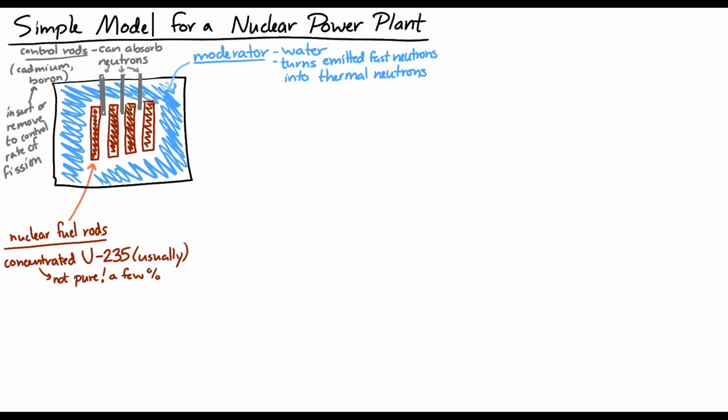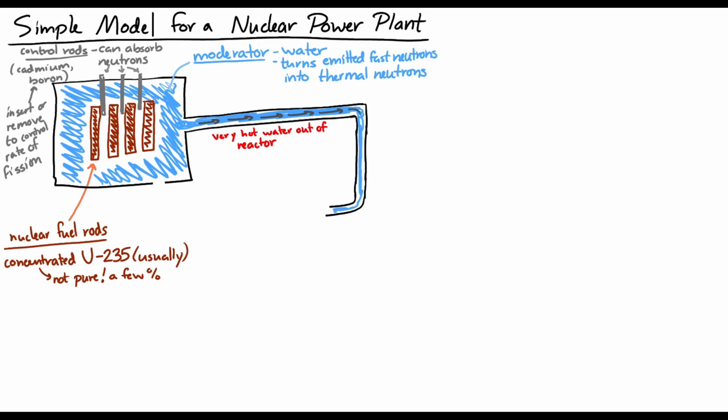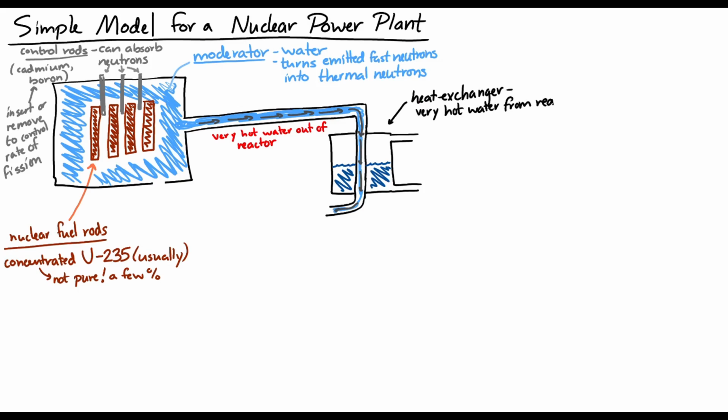In most reactors, the thermal energy that's coming out of the fission reactions is used to heat up water. And then the water is pumped out from the reaction chamber, and this extraordinarily hot water is used then to heat up another set of water in a part of the power plant called the heat exchanger. The heat exchanger is literally a place where heat is exchanged between the very hot water that's come out of the reactor and another container of water right here.